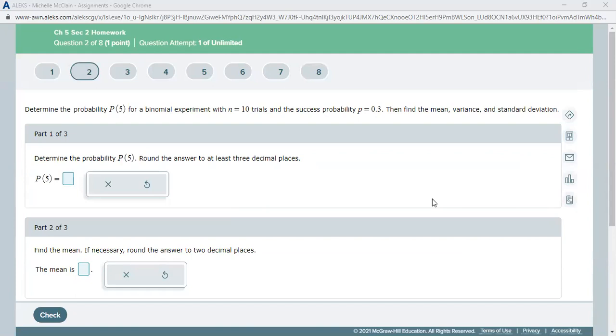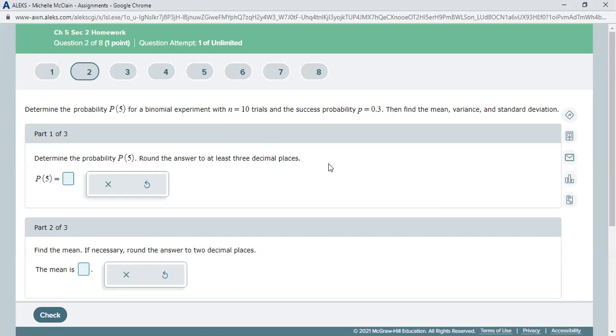For the mean, variance, and standard deviation, you are simply going to plug your n and p into the formula, and you can use your calculator to figure that out. So let's go ahead and find the probability P of 5, okay?